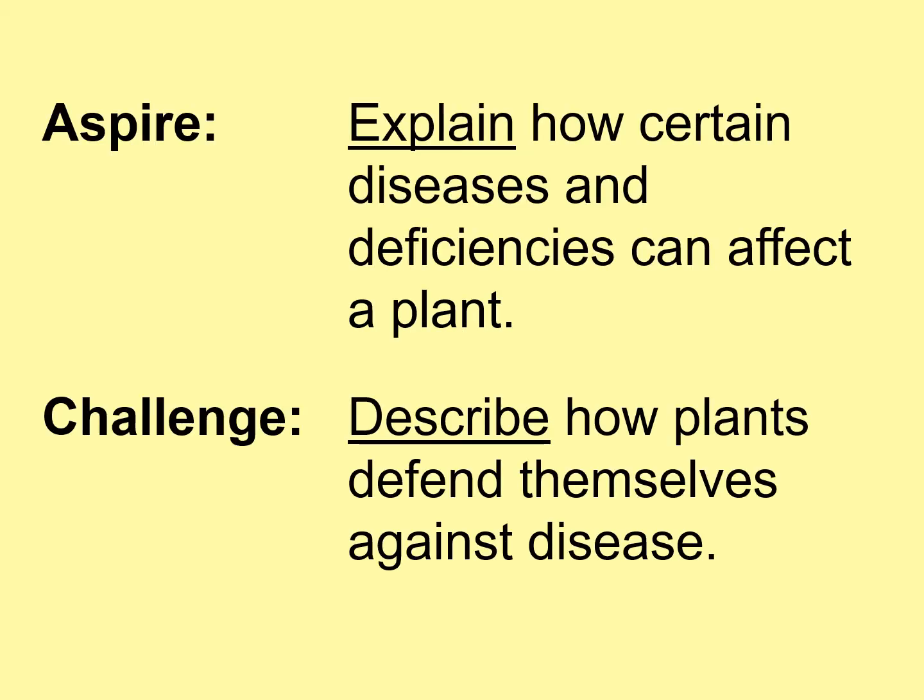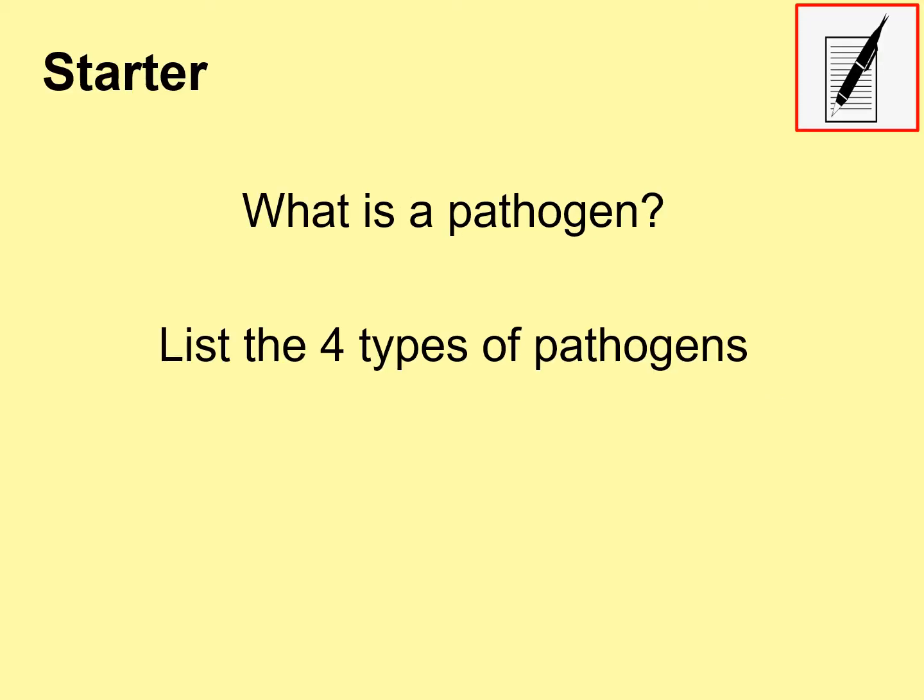So today's challenge is to describe how plants defend themselves against disease, and today's Aspire is to explain how certain diseases and deficiencies can affect a plant. So today's starter, I would like you to write down what you think a pathogen is, and I would like you to list the 4 types of pathogens. So I'm going to give you 1 minute to do that. Off you go.